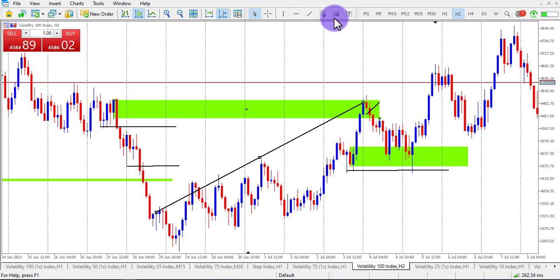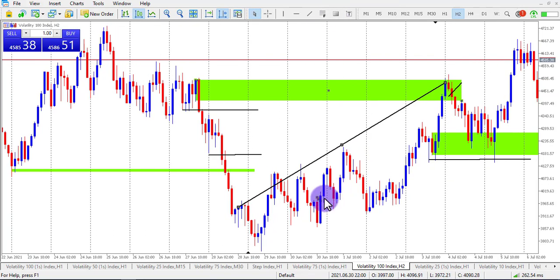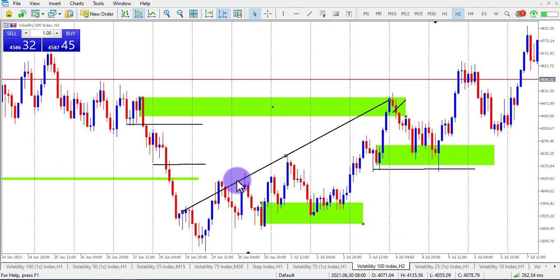You just do what you do and identify these pins. So price is moving up. Here, break structure again, and it gives us this order block. Maybe we enter here, we get stopped out with this pin, but now it leaves us with a pin.